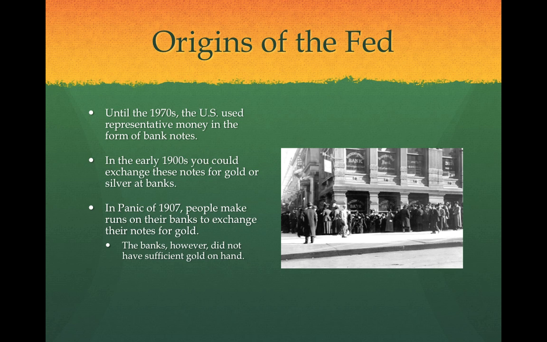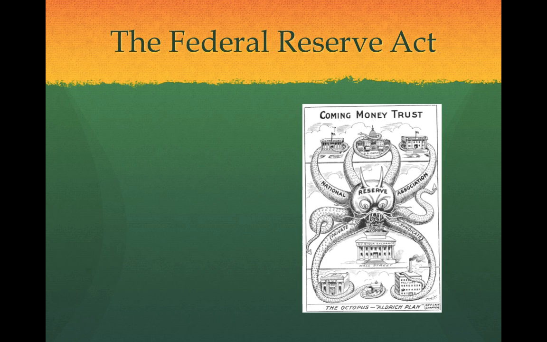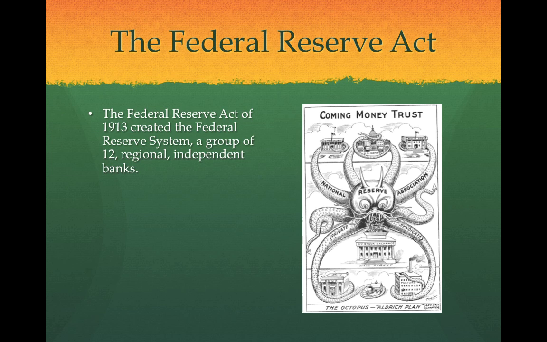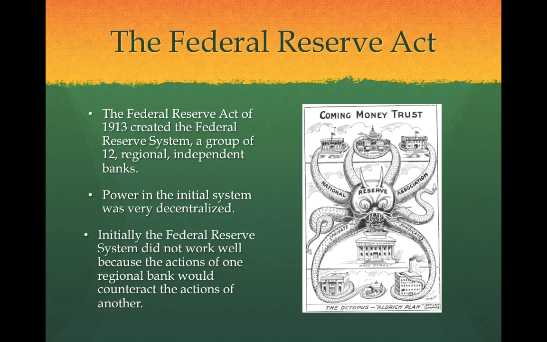Okay, there's a lot more to a monetary system than simple precious metals. And this inspired the creation of the Federal Reserve banking system by Congress. Okay, and this came in the form of the Federal Reserve Act. The Federal Reserve Act of 1913 created a Federal Reserve System, which is a group of 12 regional independent banks. And power in the initial system was very decentralized. They did not want people fearing central control by the wealthy.